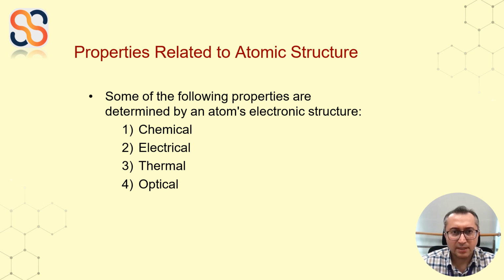Lastly, we have optical properties. The way light interacts with a material depends on how its electrons absorb and emit energy. For example, when light hits certain materials, the electron can get excited and jump to higher energy levels. This is why materials like glass are transparent while metals reflect light. So, whether we are talking about how a material reacts with chemicals, conducts electricity, transfers heat, or interacts with light, it all boils down to the electronic structure of the atoms.